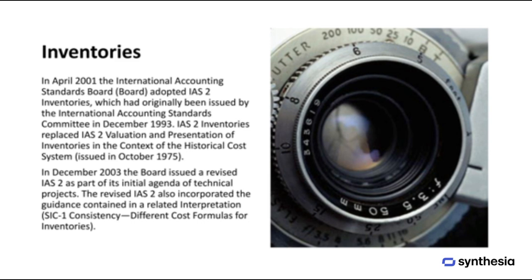The accounting standard known as IAS 2, which deals with inventories, was officially adopted by the International Accounting Standards Board in April 2001. However, its origins go back even further, as it was first introduced by the International Accounting Standards Committee in 1993. This standard replaced an earlier version that focused on how inventories were valued and presented under the historical cost system, which had been in place since 1975. Later, in December 2003, the standard was revised as part of a broader effort to update key technical areas. This revision also brought together existing guidance from a related interpretation, ensuring more consistent use of inventory costing methods across different situations.